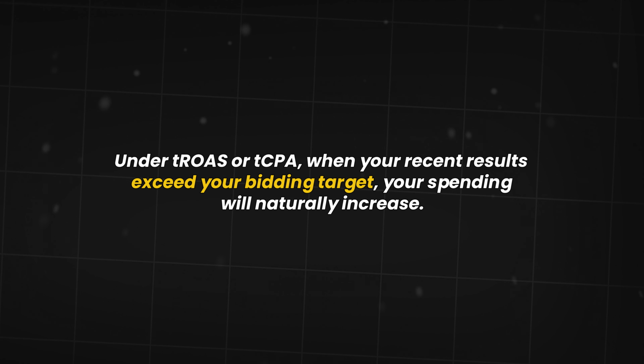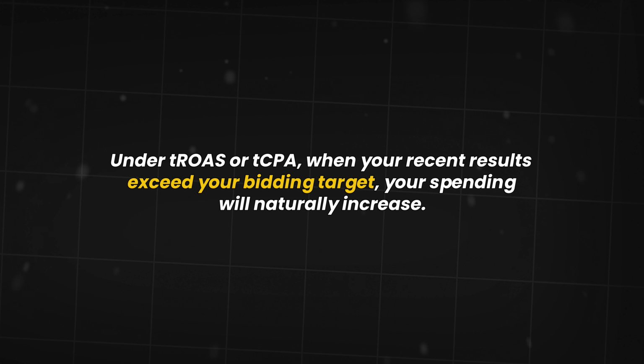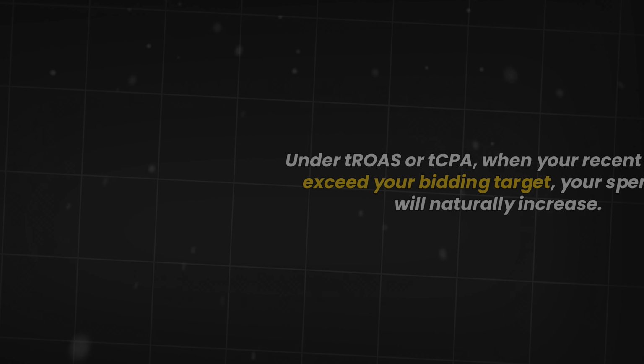Another agency tip I can share with you is that under this bidding strategy, you can predict when your campaign is about to get limited by budget, because under Target ROAS or Target CPA, as well as under other target-specific bidding strategies, when your recent results are really good, in fact, so good that they exceed your bidding target, your spending is going to naturally start going up.